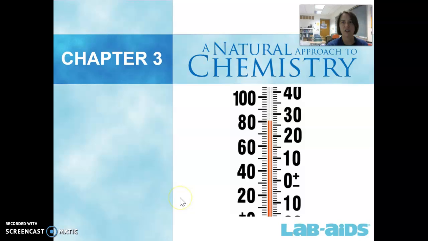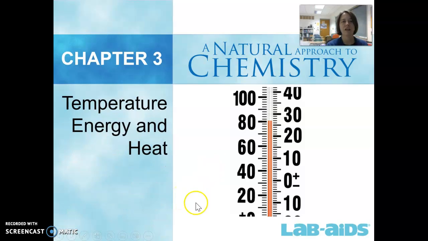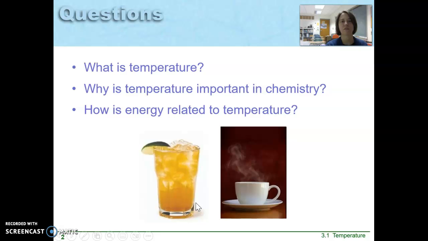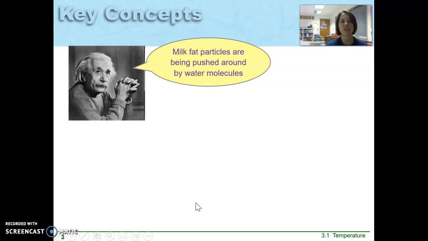And in Chapter 3, we are going to be learning about temperature and energy and heat. So specifically, 3.1 is on temperature. Some of the essential questions for this chapter are: what is temperature? Why is it important in chemistry? And how is it related to energy?